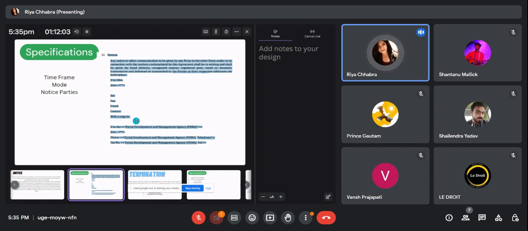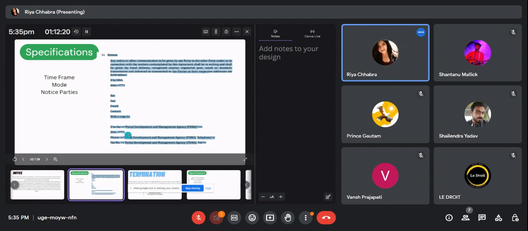With a copy to: mostly when it is said with a copy to, it means send it to other important people. It can be your company counsel, or your head manager or CEO, any other person. So you'll add with a copy to. If to the company, then send it to this management agency, fax, telephone, and other things. Are we clear till here?